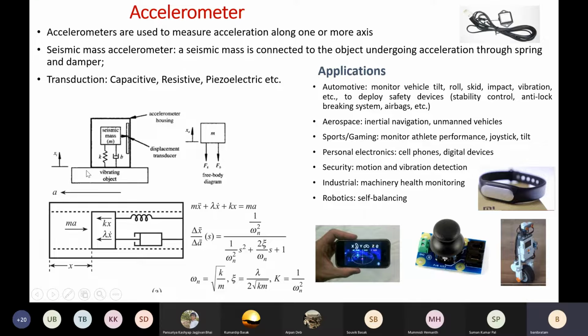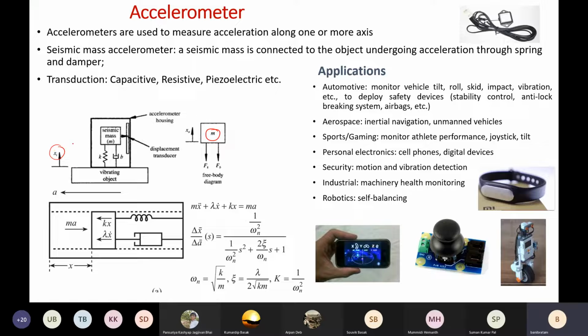So effectively, that displacement will be transferred to this mass spring damper system, and there will be a relative displacement between this mass and this vibrating object displacement. And that relative displacement will be a function of the input acceleration or the input vibration. So by measuring the displacement of this mass spring damper system, we can tell what my input acceleration or input vibration is. So this is the schematic diagram, and here you can see the free body diagram. Here this mass is there, and in this case your x is shown as the upper side.